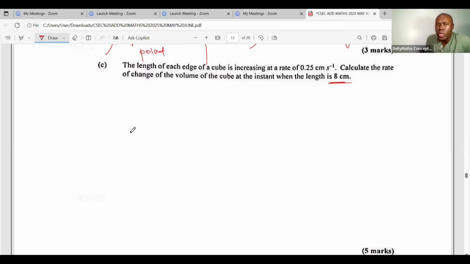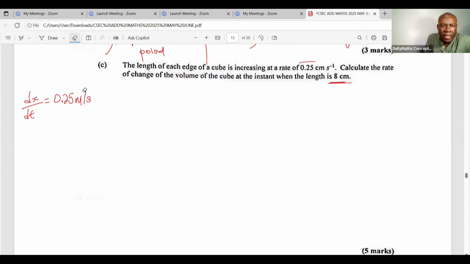Normally what you do is to write down what you have, right? So in terms of what we have, the length is x right here because the side is x. So basically what we got was dx/dt, and that was 0.25 meters, all right, per second. So meters per second. Let me just write how they have it, meters per second.